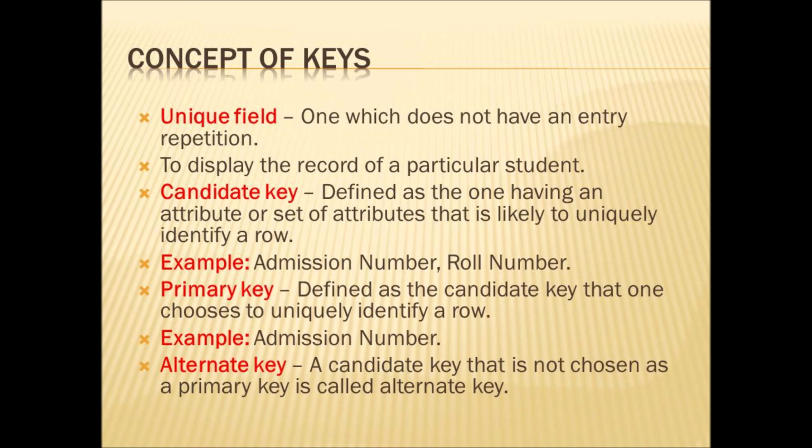This is called primary key. Primary key is defined as a candidate key that one chooses to uniquely identify a record. Primary key is one of the important definition in the database management system. Roll number is not chosen as a primary key, so it is called alternate key. A candidate key that is not chosen as a primary key is called alternate key.